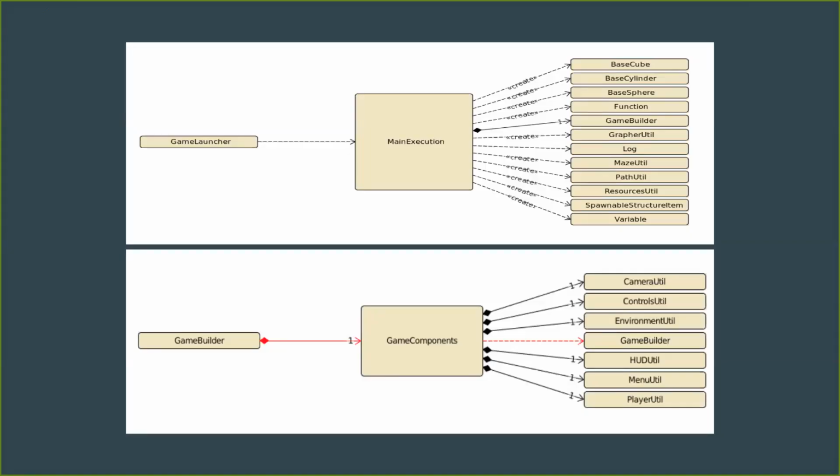This is another representation of a small piece out of the game components that are used in order to make the game run. As you can see, the game builder contains the game components subclass, which calls all the utils, such as camera util, controls util, environment, HUD, menu, and player, as well as main execution that is run by game launcher, which in turn uses all the other packages and functions on the right.